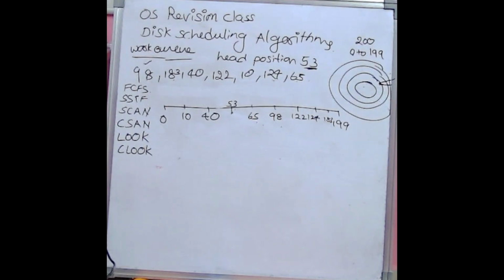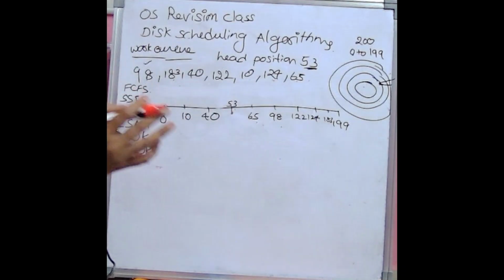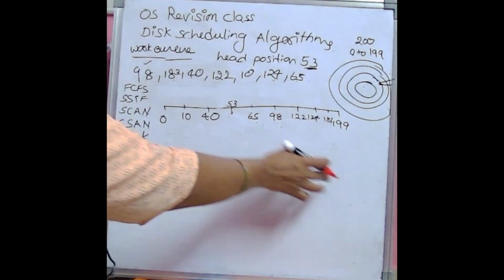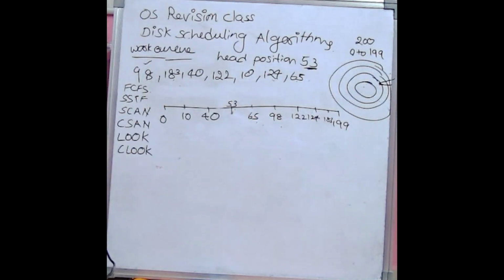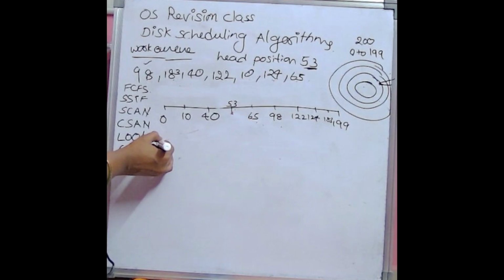Sometimes they'll give you information about the direction: need to move to a higher number from the current position, 53 to higher number. That means we need to move from 53 toward 199. Otherwise, they'll give the information to move from the current position to the lower number. That means we need to move from 53 in this direction to serve all the requests. They give this information only sometimes, not all the times.